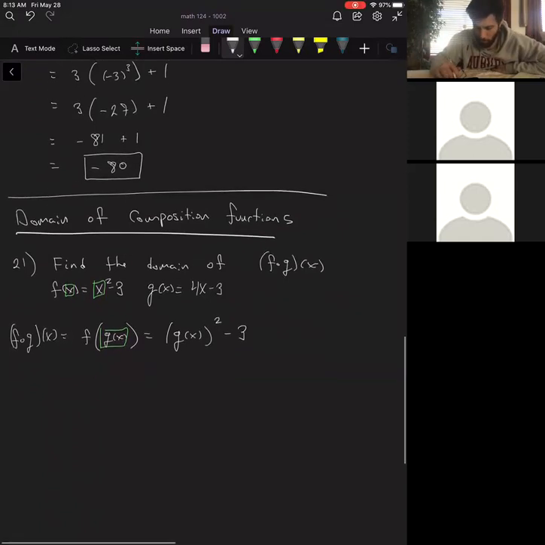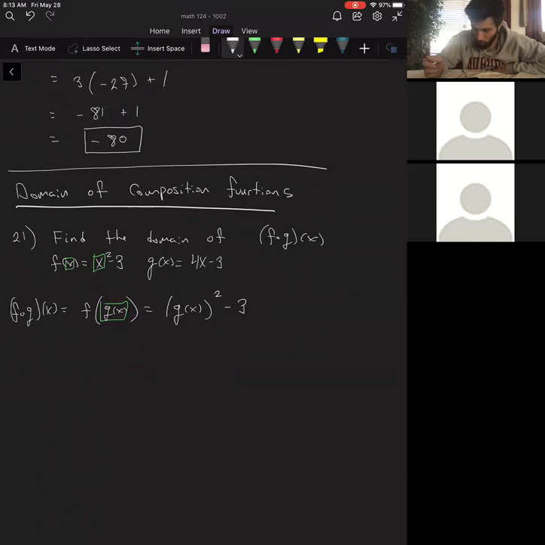And now the next step for the domain is to replace the g with what it actually means. Here g means 4x minus 3. So this is then going to equal 4x minus 3 squared minus 3. When we're asking for domain for these problems, we stop right here. We don't do any more simplifying. Once we plug in the g here, and we're at this step, this is the part we're going to find the domain of. So we're not going to simplify.